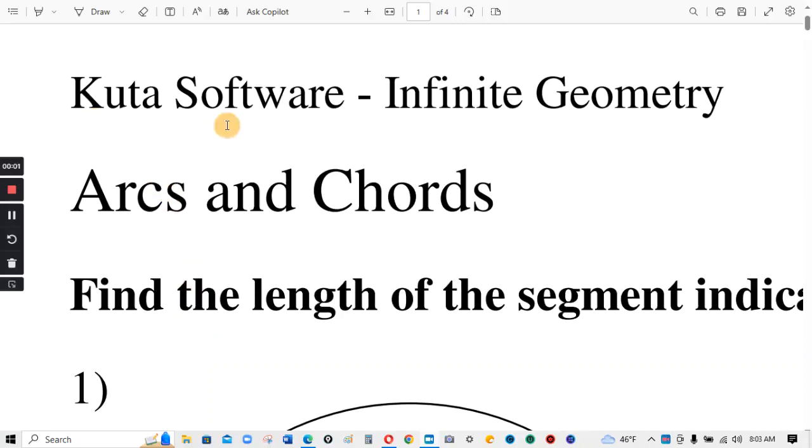This will be for the Kuta Software worksheet, arcs and chords. Okay, I will not be doing these problems in full. I will just be giving hints on each problem.